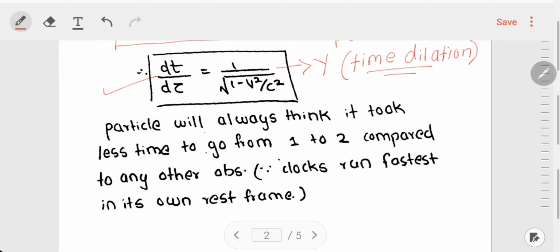Okay, so here we have two comparisons of observation, that is, one is the observer's perspective and one is the particle's perspective. Since the particle will always think that it is at rest, and we know that the clocks run fastest in their rest frame of reference, the particle will always think that it took less time to go from 1 to 2 as compared to any other observer.